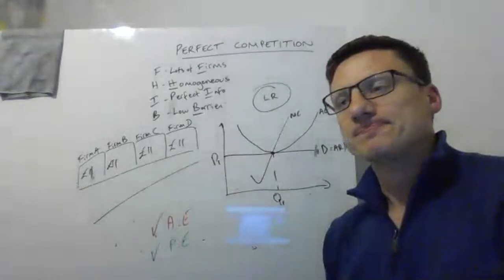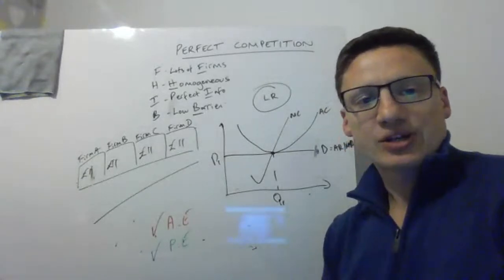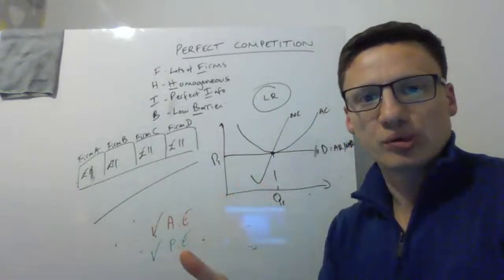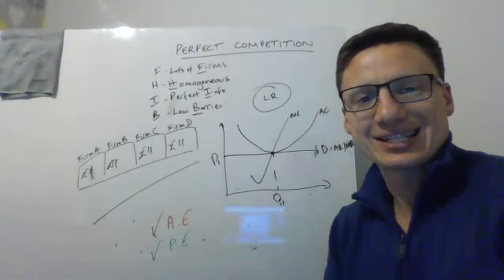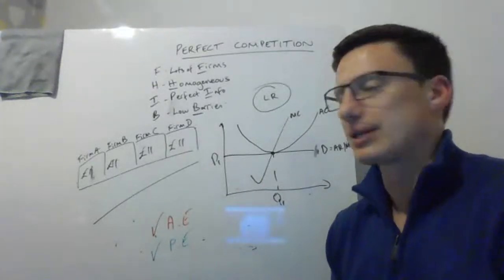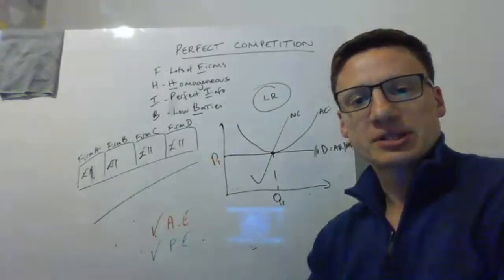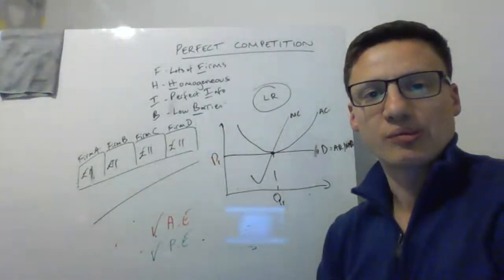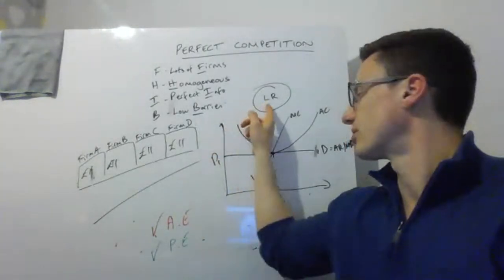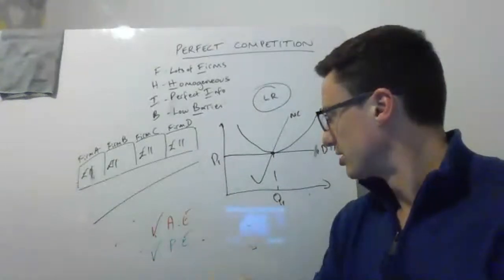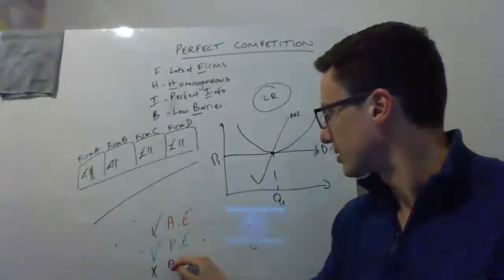Dynamic efficiency. Dynamic efficiency, remember, has two characteristics. You need to be making supernormal profit and you need to have the incentive to conduct R&D. Well, I fail the first characteristic because I don't have any supernormal profit. It's only normal profit in the long run. So definitely not dynamically efficient.